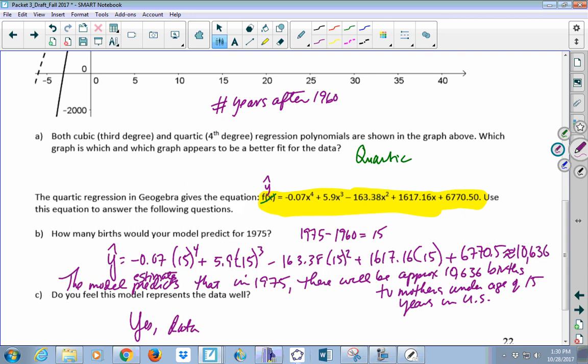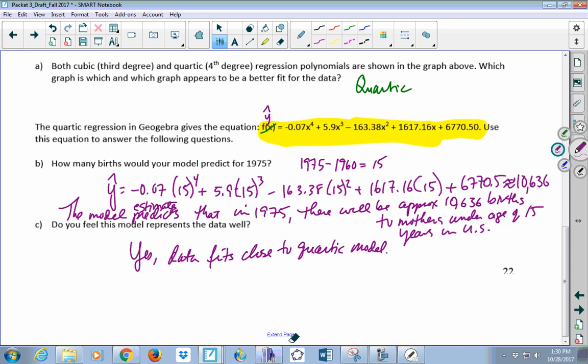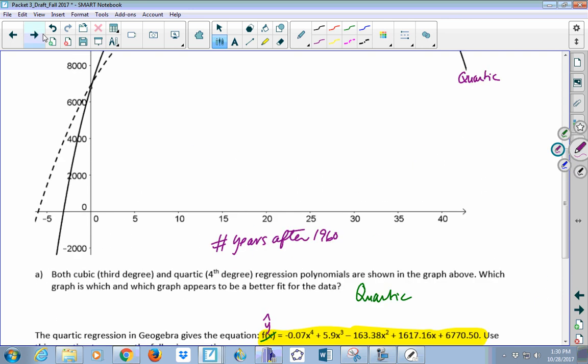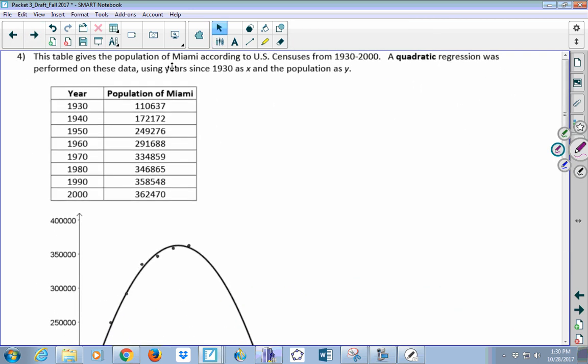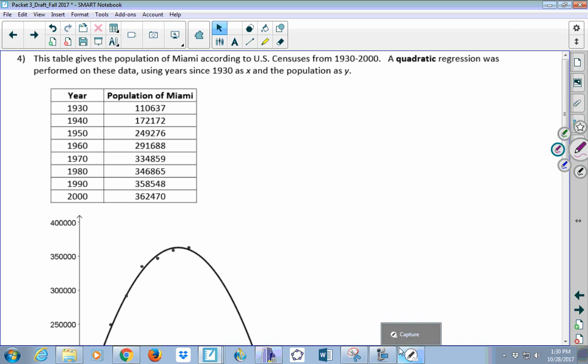Data fits close to the quartic model. Okay, there we go. So let's turn the page and we get a new set of data. This is on the population of Miami, according to the different US censuses, from 1930 to 2000.